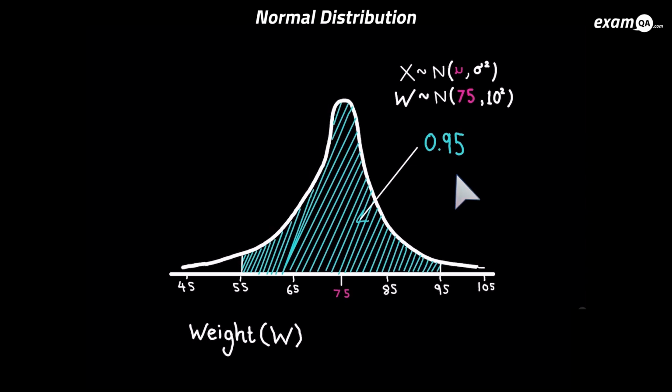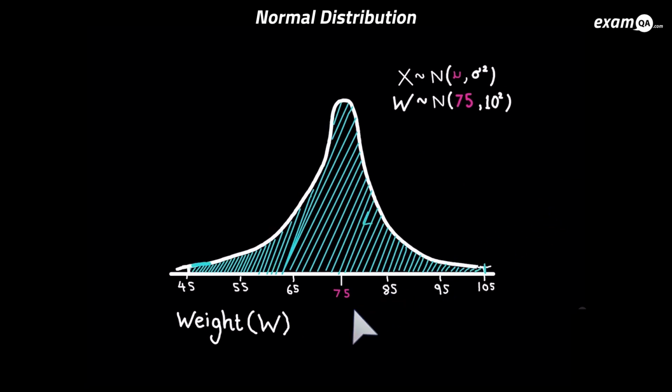So the probability of being within 2 standard deviations of the mean is 0.95. Another one you need to memorize. And in notation form, it could also be written like this. The probability of the weight being between 55 and 95 is 0.95.